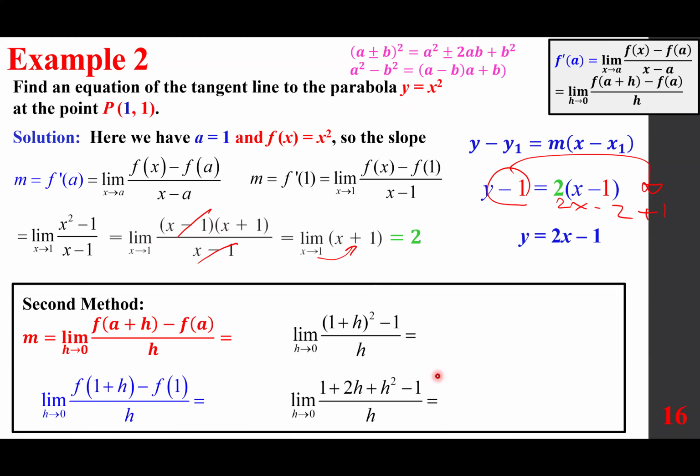1 and negative 1 cancel each other. In the numerator, we can factor out h, and the h cancels out. And the limit of 2 plus h as h approaches 0 is 2, just the same as what we found here. Please understand, do not lose the limit sign at the end, because if you don't have the limit sign, 2 plus h is equal to 2 plus h. You can't replace the h with 0.